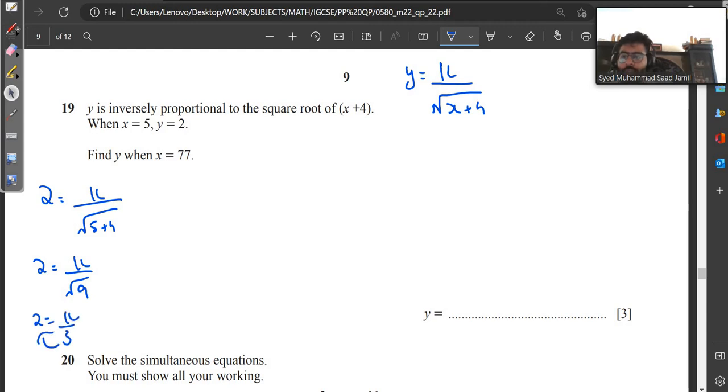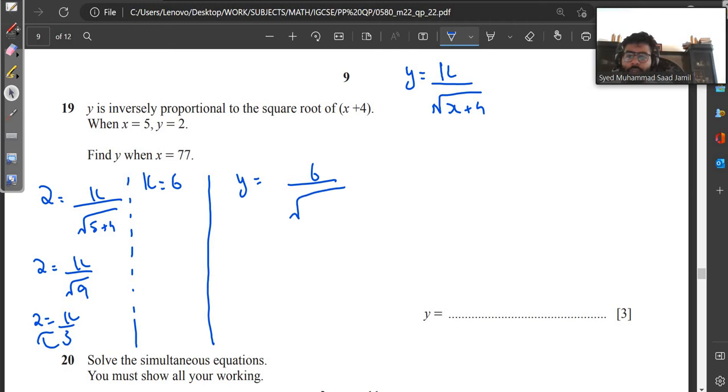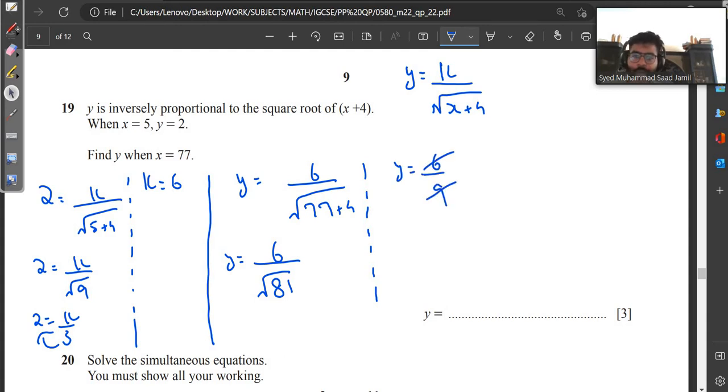3 will go up there and multiply. So this basically becomes 2 3s are 6. The value of k is 6. Now it says find y when x is equal to 77. Simple. Y is equal to 6 upon under root 77 plus 4. Y is equal to 6 upon under root 81. We do know that the square root of 81 is 9. So y is equal to 6 upon 9, which means y is equal to 2 upon 3. So that's the value of y, and you gain 3 marks.